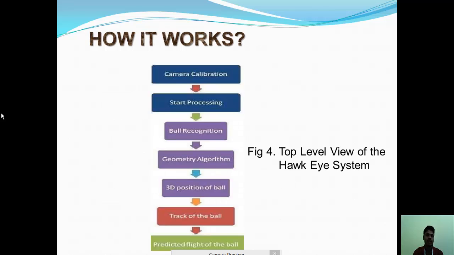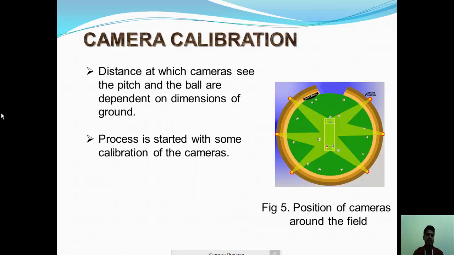How it works. The first step of the Hawkeye technology is the camera calibration. The next step is start processing. The next step is ball recognition. The next step is geometry algorithm. The next step is 3D position of ball. The next step is track of the ball. The next step is prediction flight of the ball. Let's look into these steps in brief.